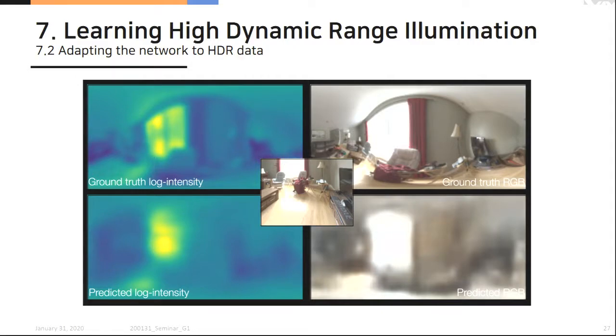This is the result of the HDR network. You see the ground truth log intensity on the top left image, and the bottom left is the predicted log intensity. On the right, ground truth RGB and predicted RGB, and the center is the input. And you see they got very close. They got a really good result, close to ground truth.